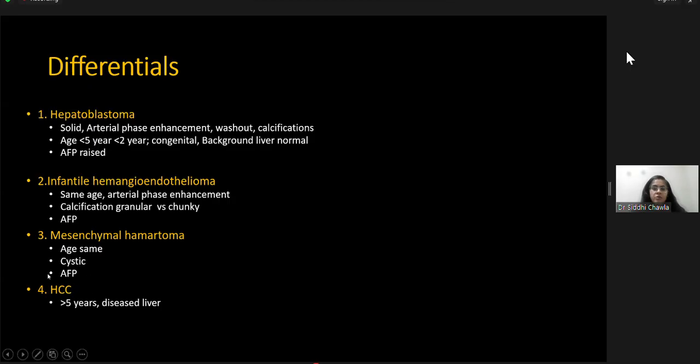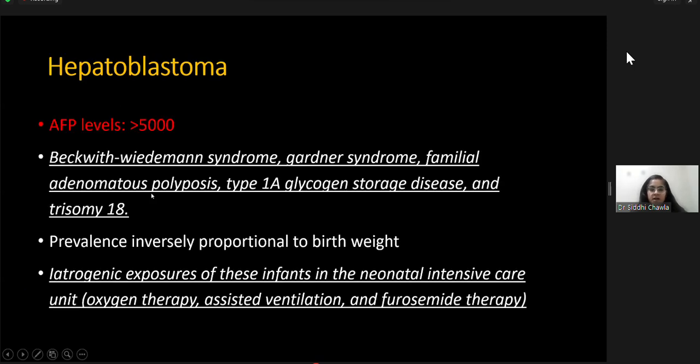Then again, HCC is a possibility. Why? Because of the classical characteristics of arterial phase enhancement and washout. But the age is mostly more than 5 years, and in those patients also, the background liver mostly has some kind of hepatitis, or there is a diseased liver. So again, this list is for the sake of completion. However, hepatoblastoma and infantile hemangioendothelioma are the most common differentials. In this case, the AFP levels were more than 5,000.